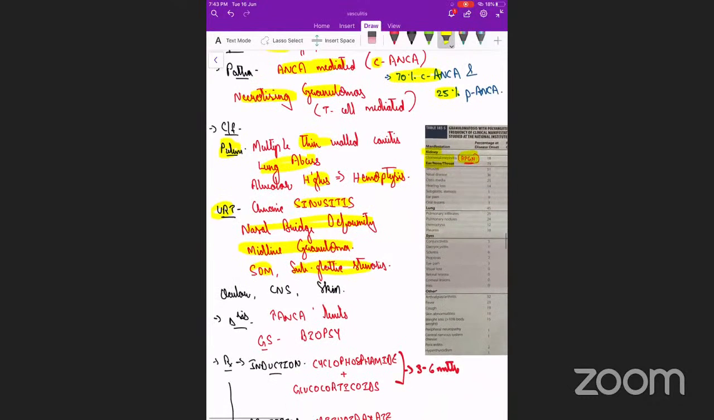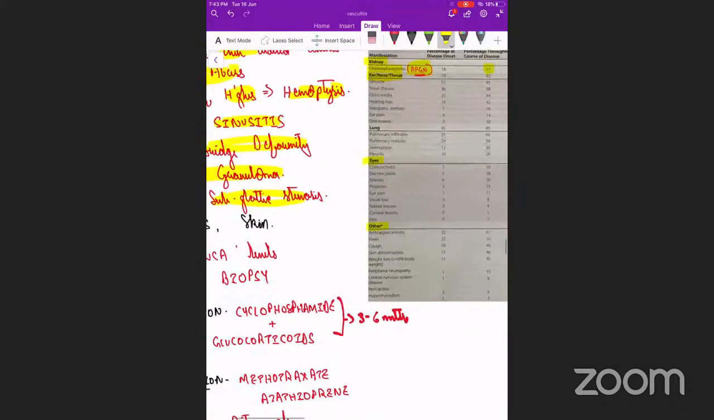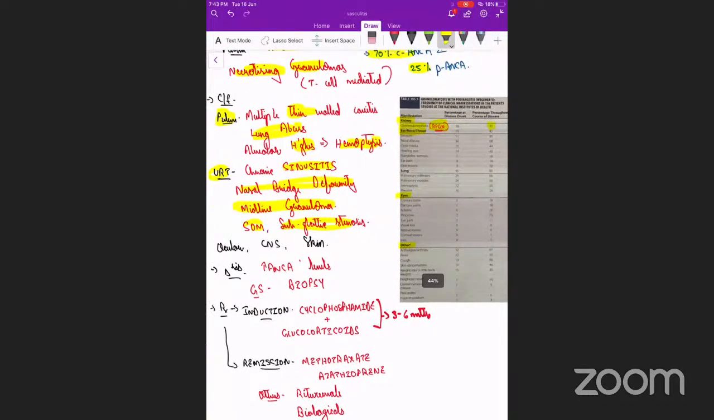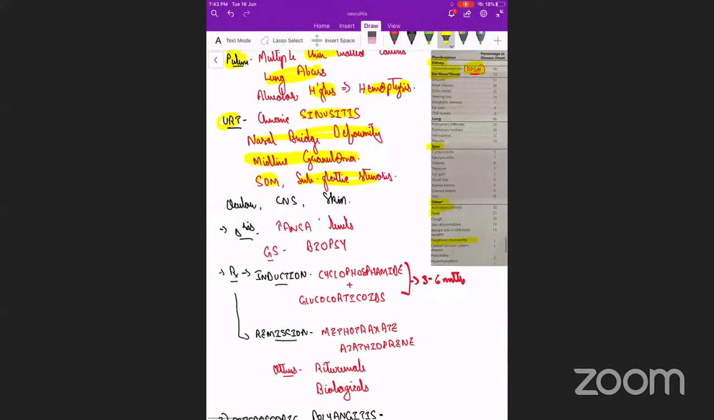Okay. And other systems as well can get involved, like eyes and others. And these are usual. All the systemic inflammatory features can be present. Peripheral neuropathy can be present. All these things can be present. Then comes, how do we diagnose? One is by ANCA, and gold standard is biopsy.